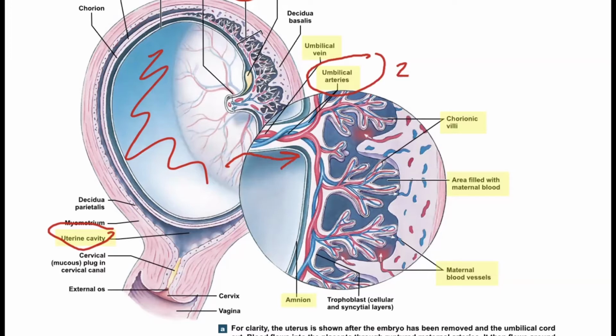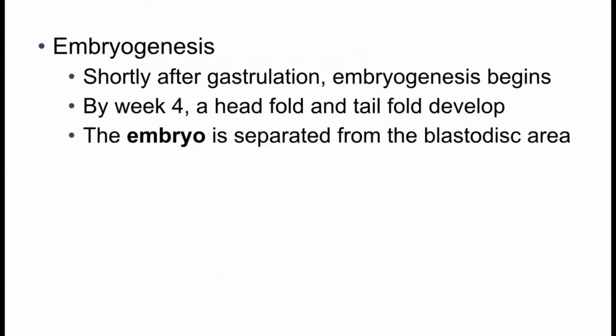You have your umbilical vein. There's only one, and it flows towards the fetus, into the heart. Remember, veins return blood to the heart. This is oxygenated blood. This is coming from the maternal source, and this is your oxygenated blood. That's what we need.